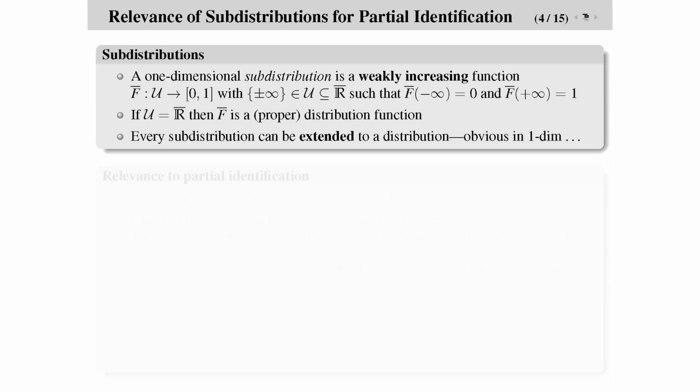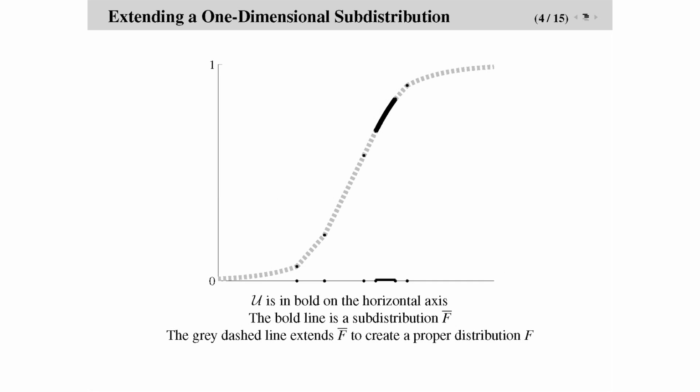And from that definition, you can see pretty quickly that any one-dimensional subdistribution can be extended to a distribution function. I say that's obvious. Why is it obvious? Well, if you look at a picture, so here's a picture. The picture shows the set U that I'm thinking of f bar as being defined on in bold. So bold here is the script U set. And the subdistribution function is represented by the bold dots and lines and stuff. So you can see that if I had a subdistribution function, which is just like a distribution function but not defined everywhere, I could easily interpolate and extend to get a distribution function, right? So not rocket science.